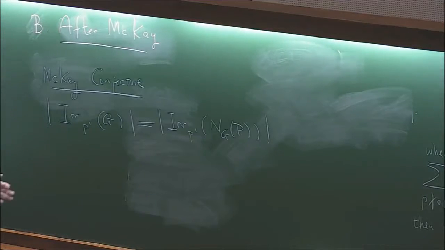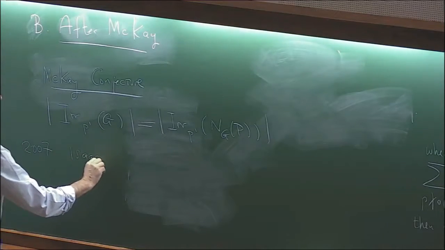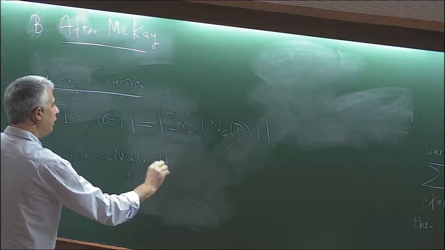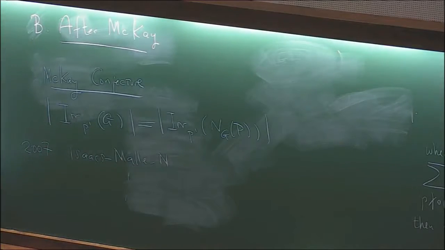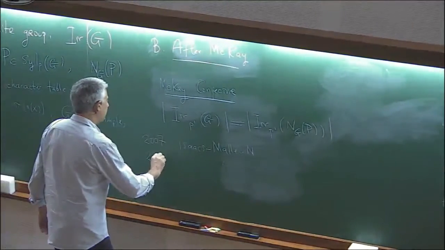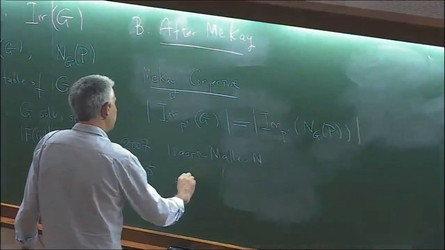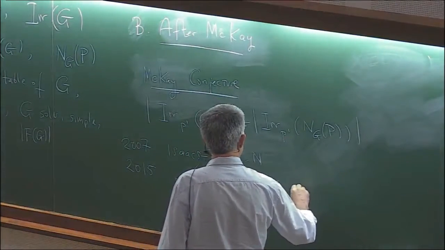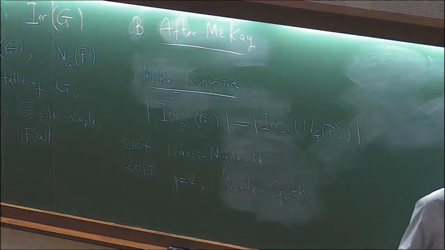But I cannot resist mentioning that in 2007, this was Isaacs, Malle and myself, we reduced this to a difficult question on simple groups. We didn't reduce the problem to simple groups. We reduced it to a question on simple groups, a very sophisticated question. And then in 2015, Güntner Malle and Britta Späth proved the case p equals 2, which was the original case.